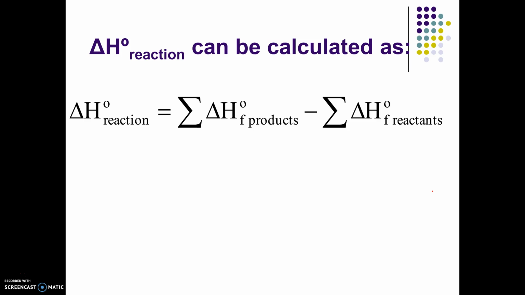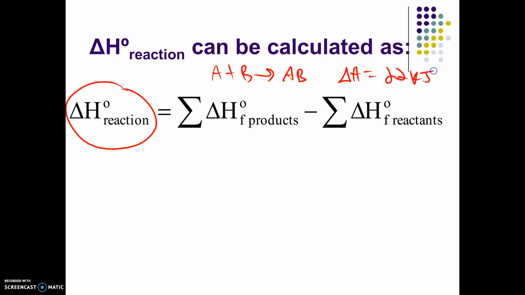You might not have seen these math things before, but it's not so bad. What we're going to do is calculate the heat of a reaction. Do you remember when you have a reaction that goes A plus B makes AB, and then you see this change in H of like 22 kilojoules or something? What we're going to do is find out how we can find those 22 kilojoules.